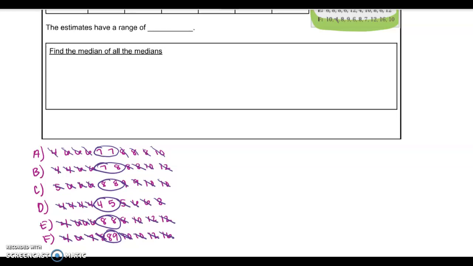Now that we found that we have two middle numbers, we take those two numbers and we add them up. So we get 14, and then we divide by 2. So we're finding the mean of the two middle numbers. We add them up and divide by the number of numbers, so divide by 2. So we get 7 here. That makes sense because there's not a middle number between two 7s. It's just going to be 7.